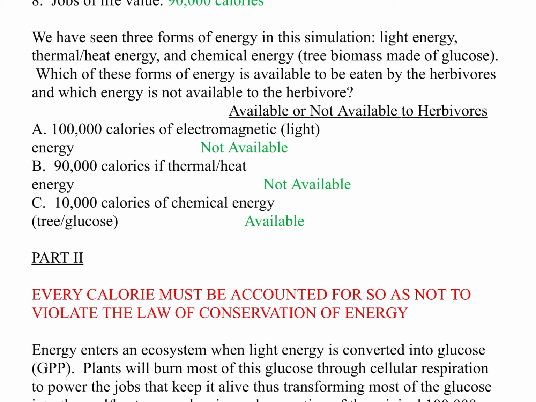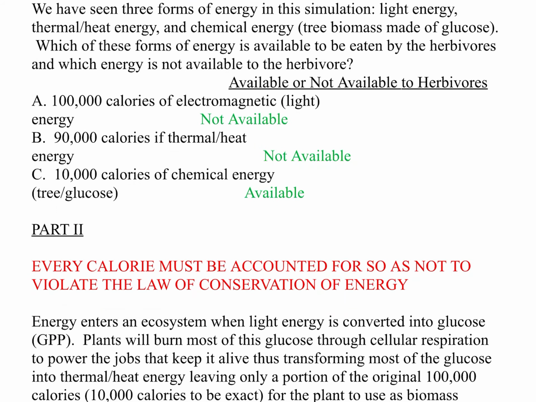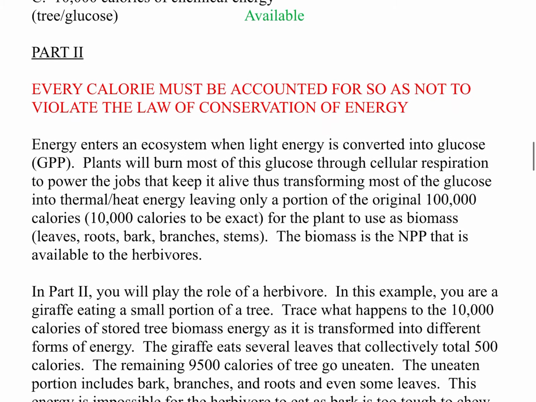We got the 90,000 calories of thermal energy. That's the glucose that was converted into heat to power the jobs of life of the tree. Well, herbivores can't eat heat, so that's not available. All that's left is the 10,000 calories of glucose that was not burned by the plant. That's what becomes plant biomass. That's what's available for the herbivore. So let's move on to part two.